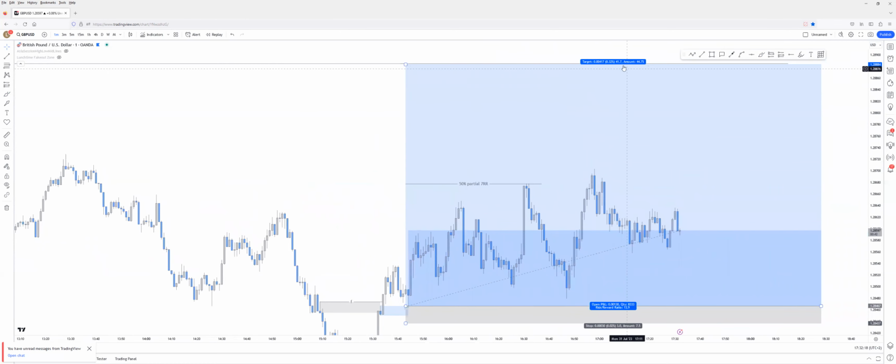I'm still targeting this high point. If it runs back down to my break even, then I've already booked partials. I've already made money. Money is already in my pocket. So there's nothing to lose on this trade. I'm already happy about the outcome.